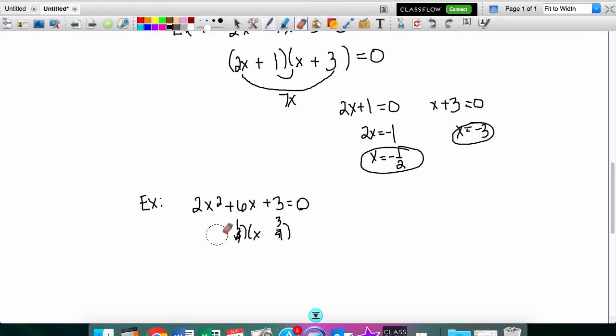So as soon as I realize that factoring is not possible or possibly too difficult, maybe there's too many choices, then I would probably turn to the quadratic formula to solve this.